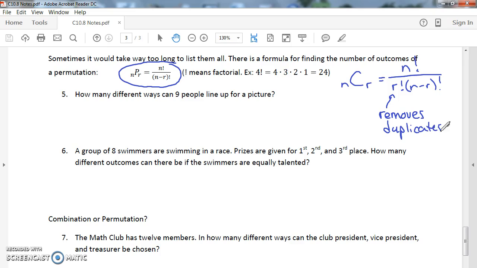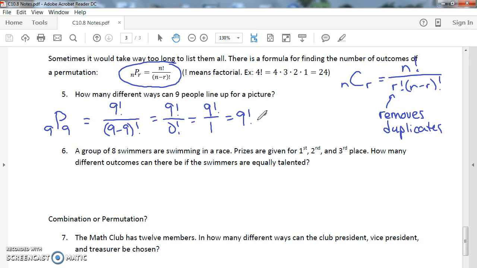Okay, so in this case, how many different ways can 9 people line up for a picture? So we have 9 to choose from, order matters, and we're going to use all 9 people. So that's 9 factorial over 9 minus 9 factorial, which is 0. And the convention in math is for 0 factorial to be equal to 1. So this is quite simply just 9 factorial, which is 362,880. It's quite a lot of options there.